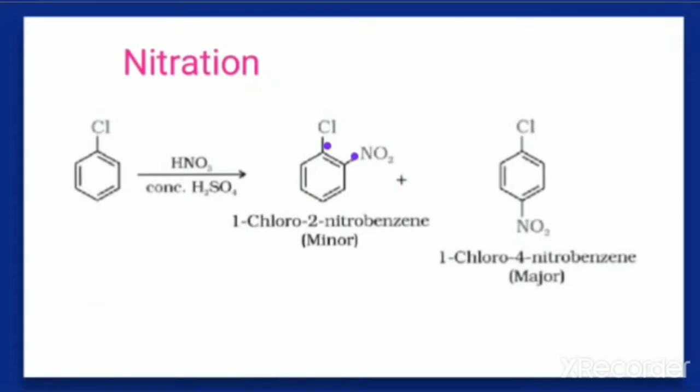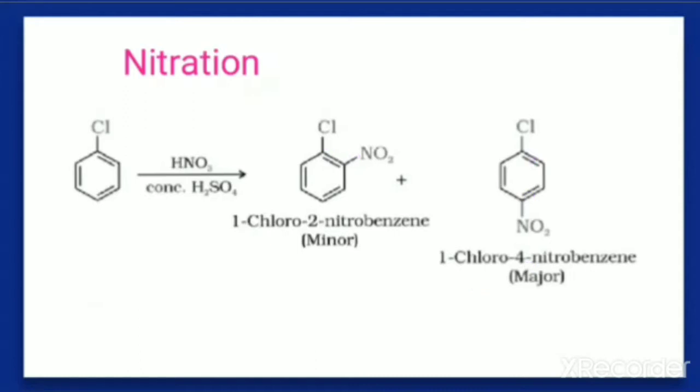Therefore, 1-chloro-2-nitrobenzene. Second structure, Cl is on the first carbon. In alphabetical order, C comes first. Therefore, we are representing the first number for Cl, and NO2 is on the fourth carbon. So, we can say 1-chloro-4-nitrobenzene. So, here two products are obtained.